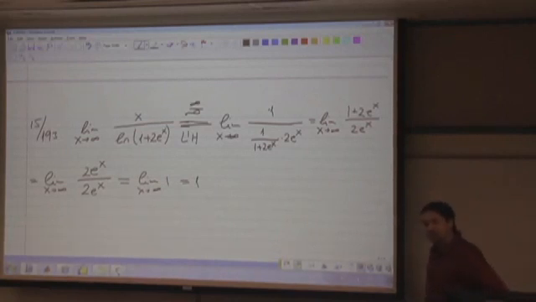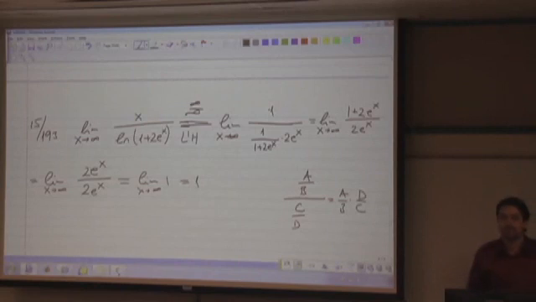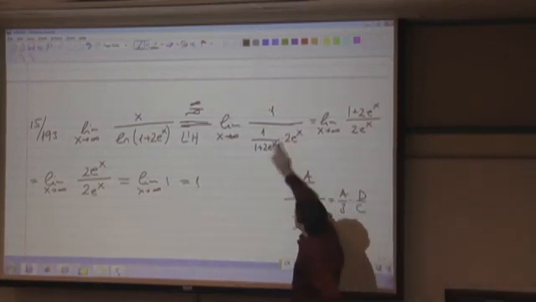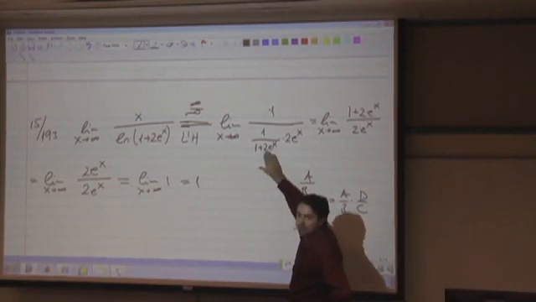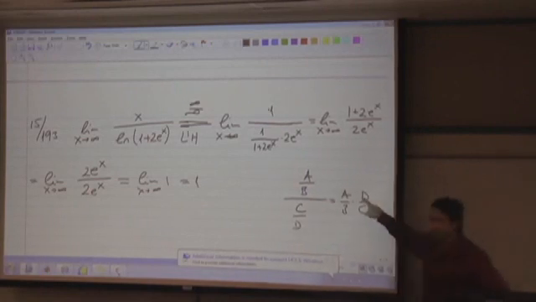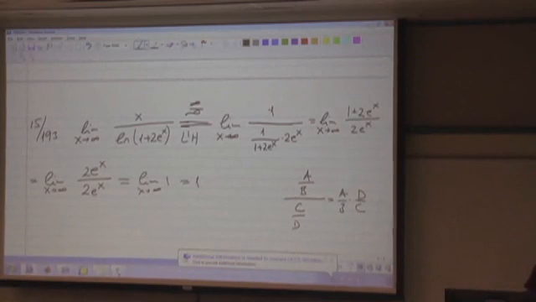Yes? A over b, all divided by c over d, is a over b times d over c, right? This is just 2e to the x over 1 plus 2e to the x, which means this denominator ends up being in the numerator, right? Make sense?